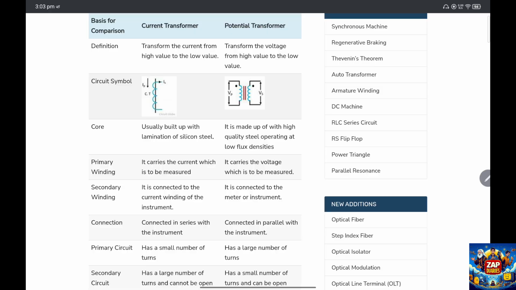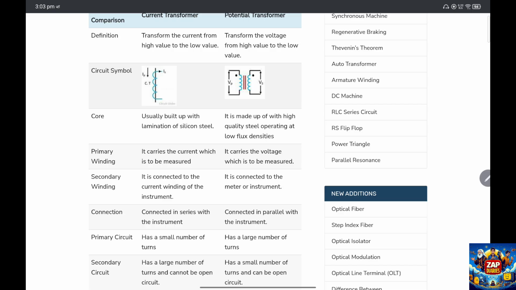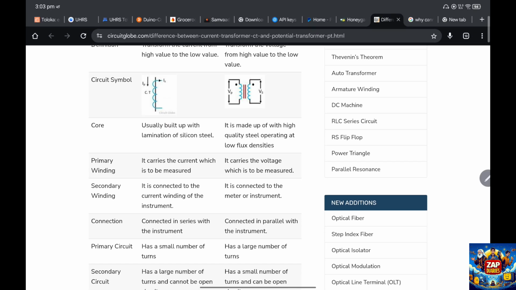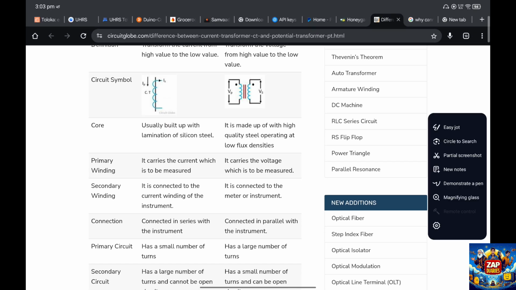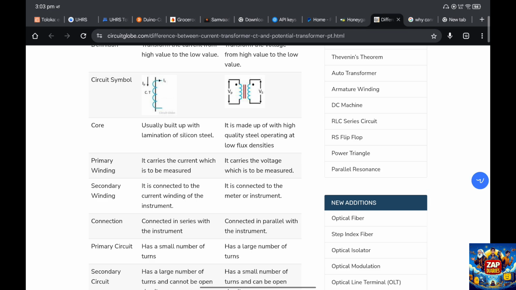This is the same as a traditional transformer. The core of a current transformer is usually built up with laminated silicon steel. The core is the toroidal core, the round one. The round one is made of silicon steel.